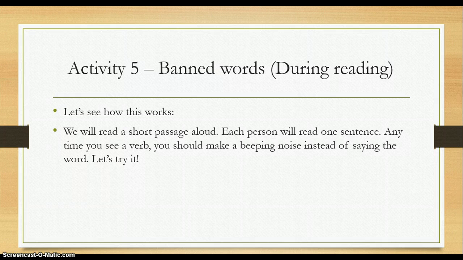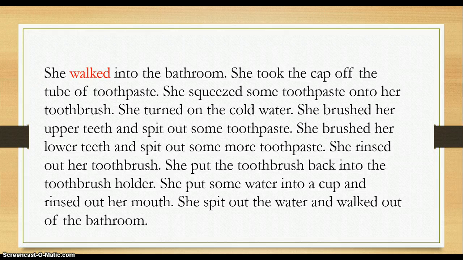Activity 5 is banned words as you're reading. So we were going to read a short passage aloud, and I was going to just have each person read one sentence, and anytime you see a verb, you were supposed to make the beeping noise instead of saying the word. For example, if we took a look at this passage, I gave a clue for the first one. I made the first verb red to indicate that you would beep instead of saying the word. So the passage would sound like this.